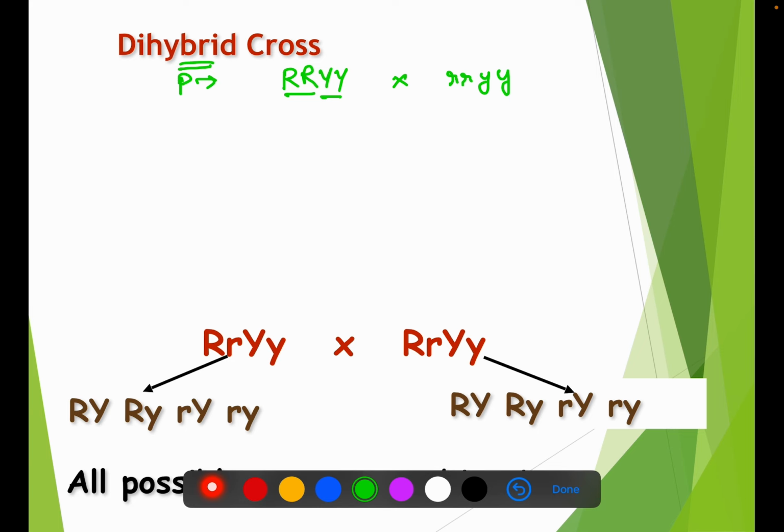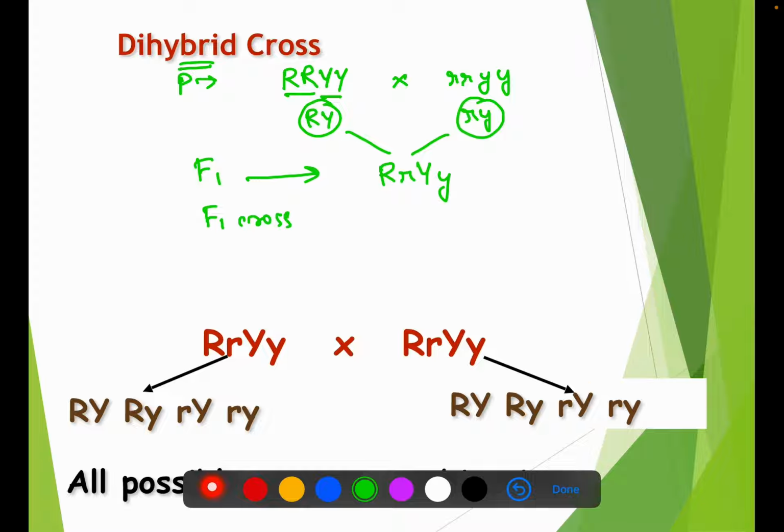Now if you take out the gametes here, what will we get? We will get capital R and capital Y. This is the gamete type here, and here the gamete type would be small r, small y. Now if these two cross, we will get capital R, small r, capital Y, small y. This is your F1 generation. Next, I do an F1 cross, so you are crossing basically this with this. This is the F1 cross.